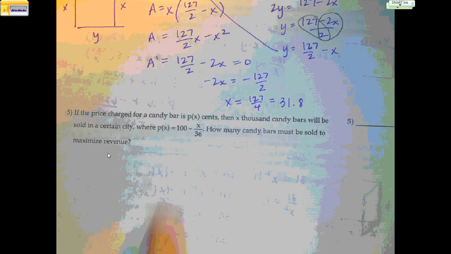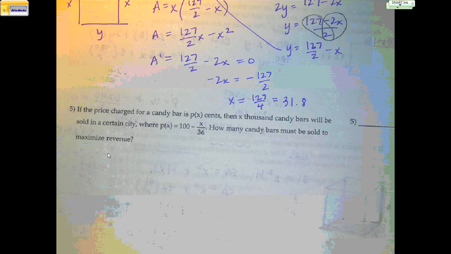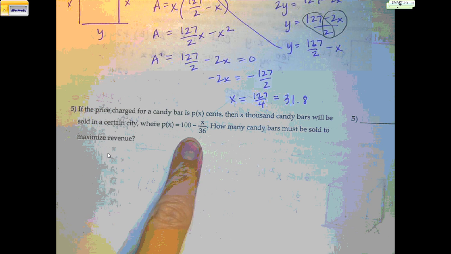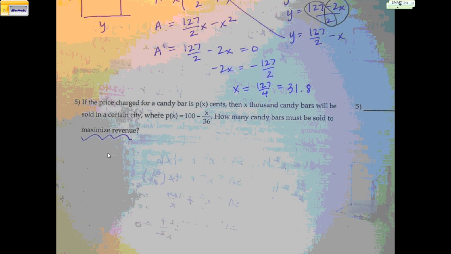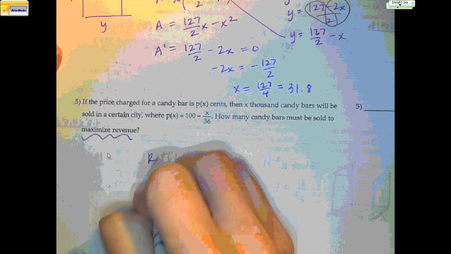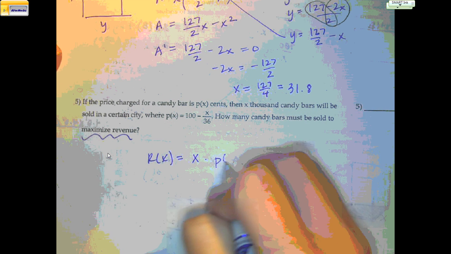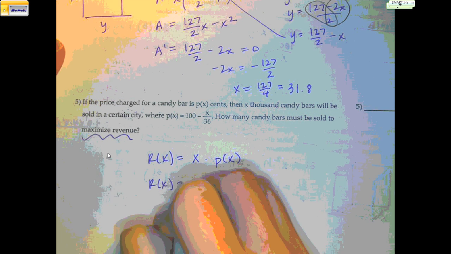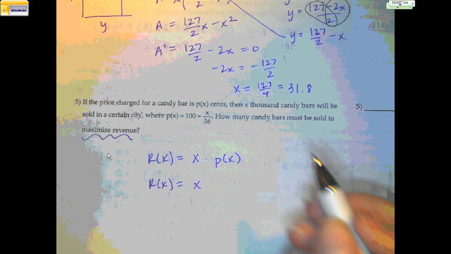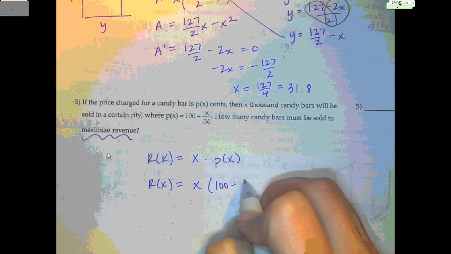Last one. If the price charged for a candy bar is p of x cents, then x number of 1,000 candy bars will be sold in a certain city, where this is the price per candy bar. How many candy bars must be sold to maximize revenue? I need revenue. And revenue is the price of the item times however many you sell, right? So I have x number of thousand times p of x, which is 100 minus x over 36.